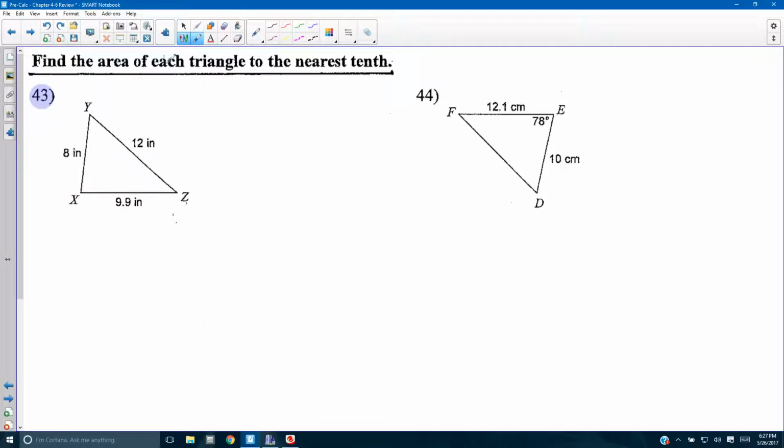Okay, numbers 43 and 44. Find the area of each triangle to the nearest tenth. As we dealt with in the previous problems, the area of a triangle is 1/2 base times height. And we also use that 1/2 AB times sine of C. Now, that would work if we knew a C value, and C in that case is an angle measure, not a side length. Of course, we use X and Y and Z here, and it's like, whoa, what do we do? So, look, we can't use 1/2 AB times sine of C unless we know an angle measure.